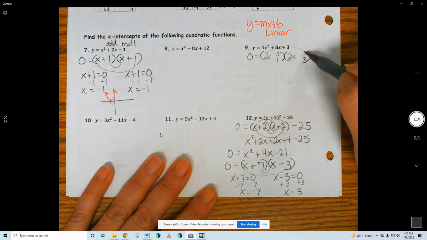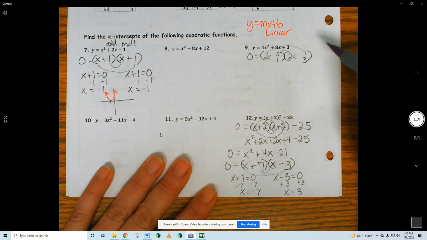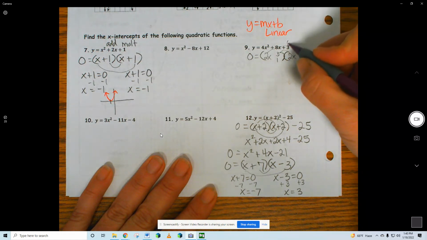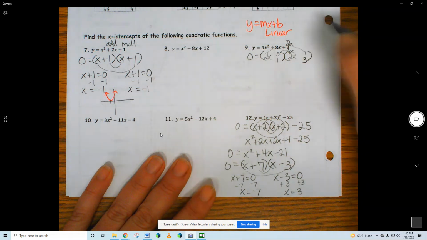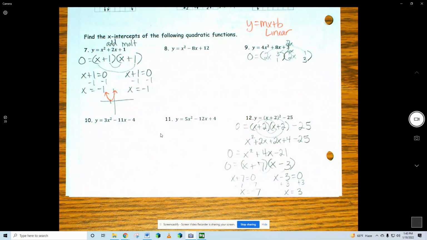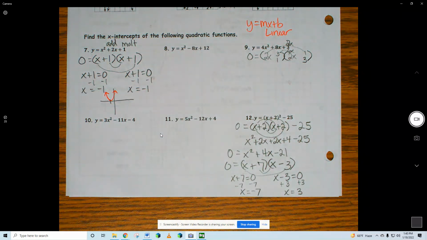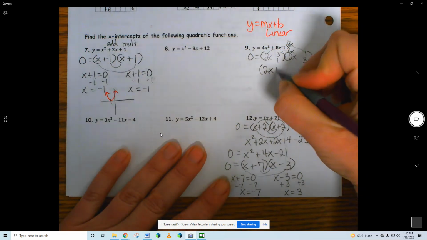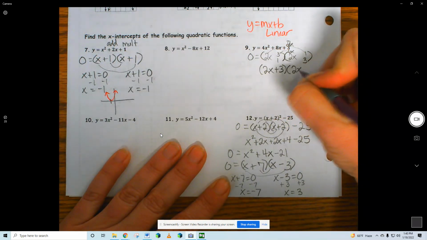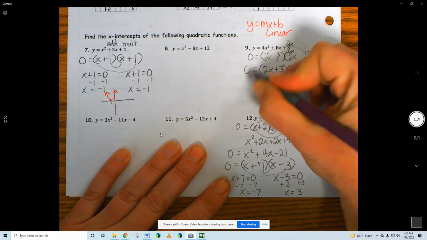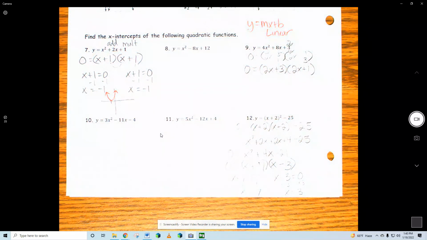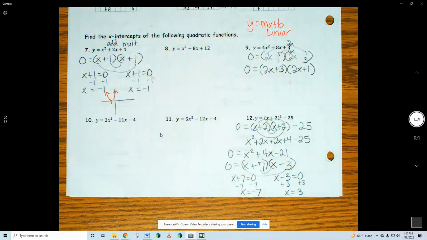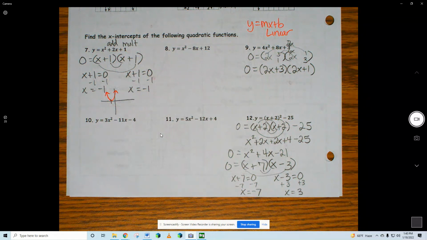Outside, 2x, 6x. This is the 2x and this is the 6x. Does 6x and 2x make 8? Yes. 6 and 2 make 8. So it's 2x plus 3, 2x plus 1. And you would check it, just if you want to verify and get 100% on everything, FOIL it and check it.